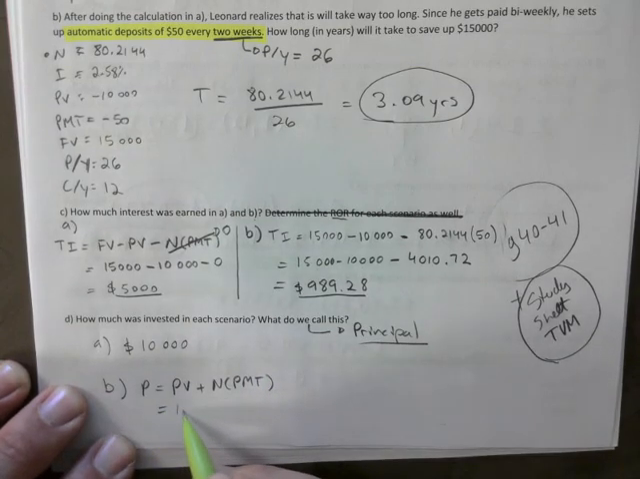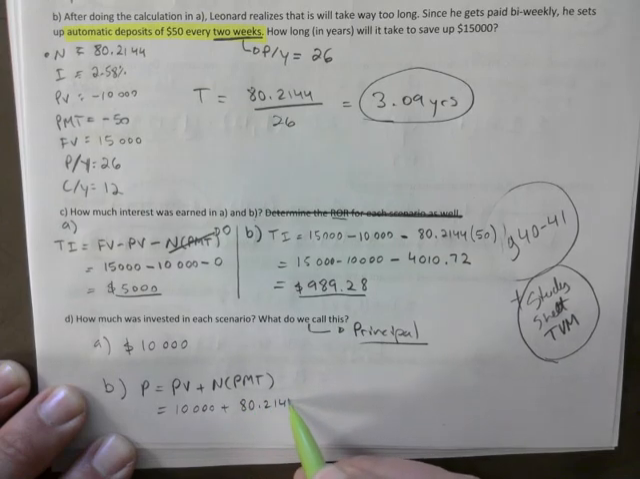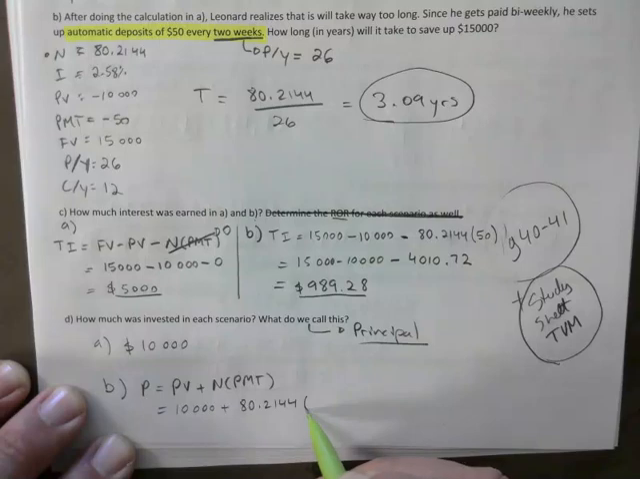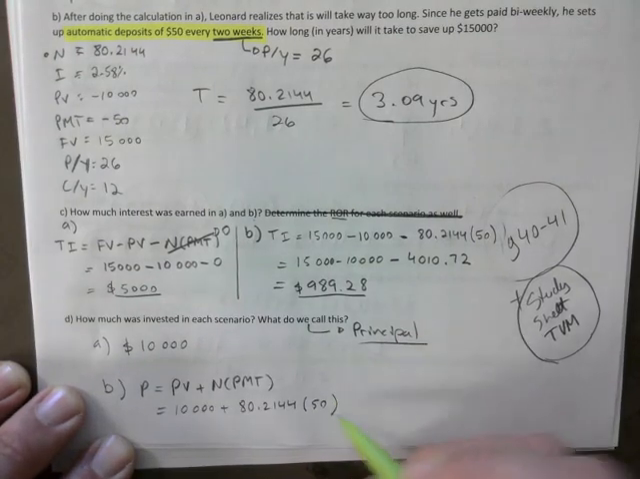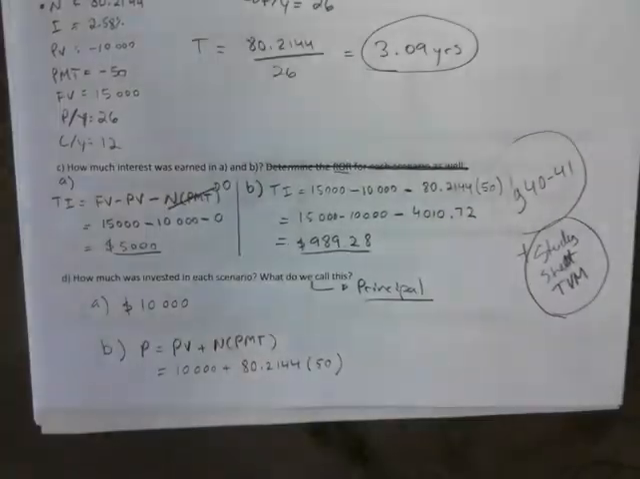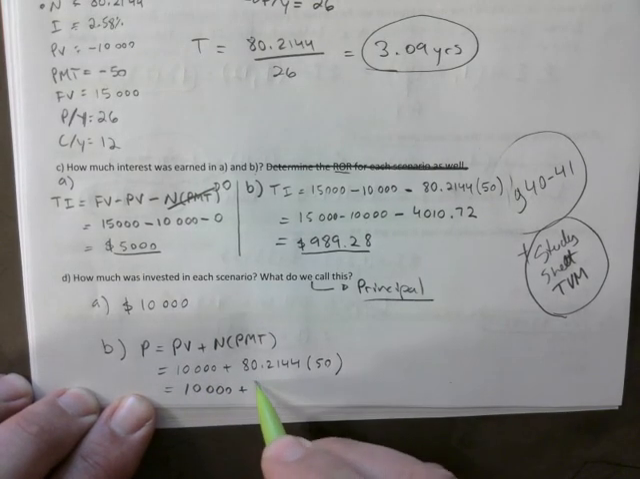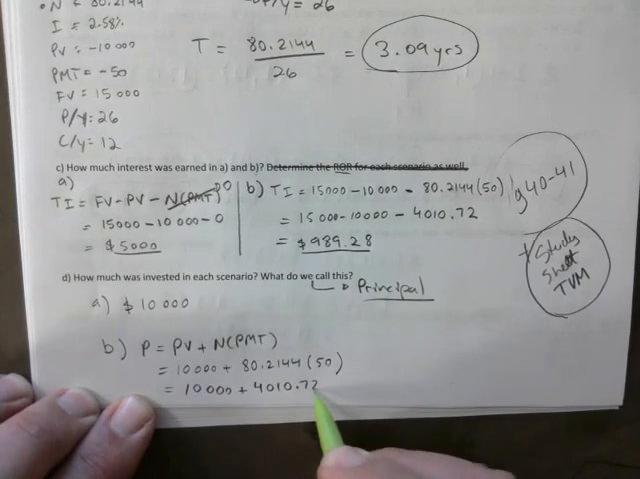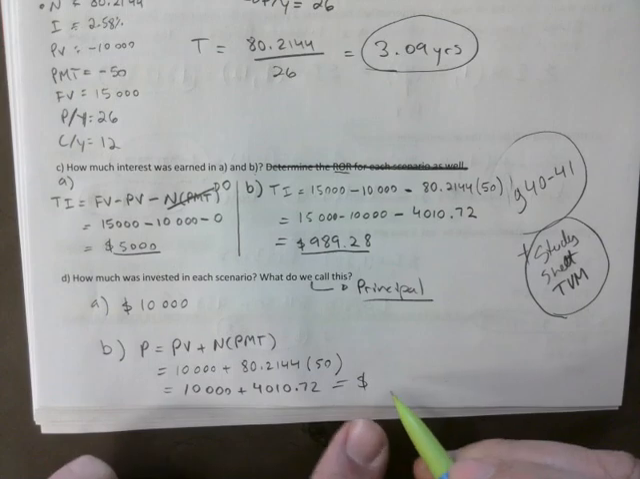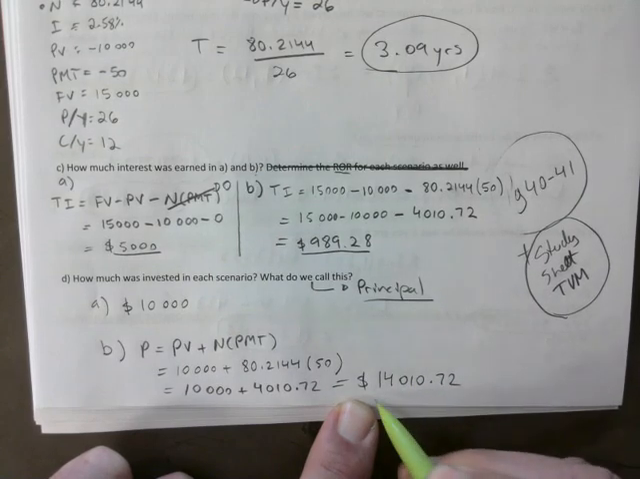So the present value is 10,000 plus 80.2144 times 50, and I already crunched this number earlier. So that's 10,000 plus 4,010.72. That ends up being $14,010.72.